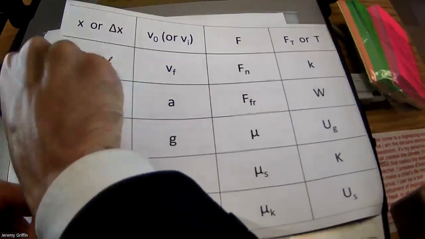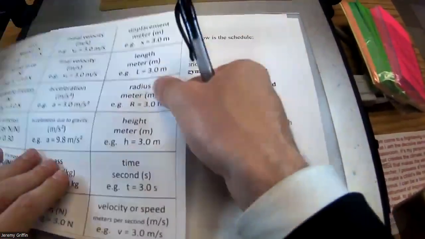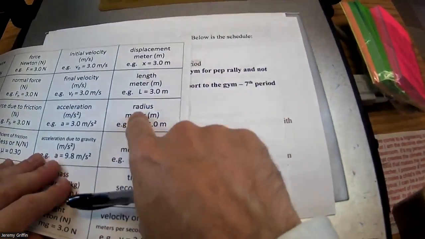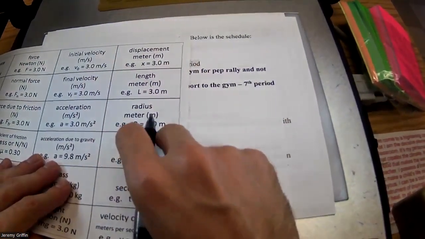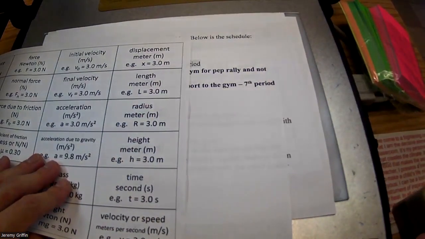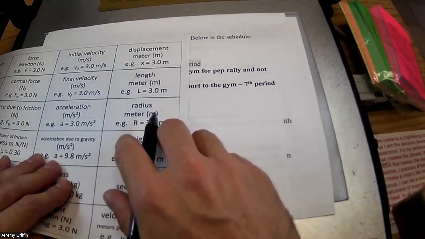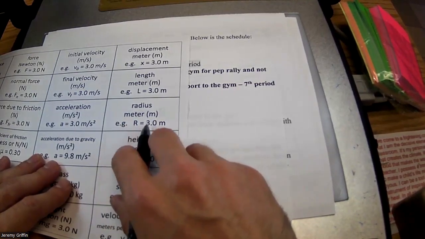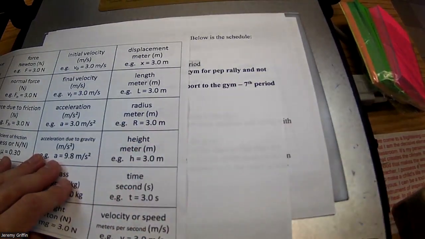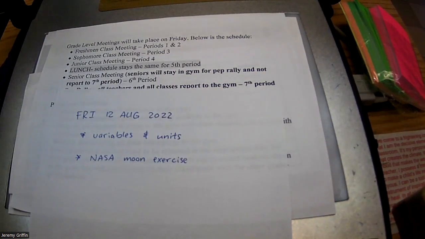Now, what's on the direct backside of that section of the paper? It says radius is measured in meters. You could do feet or inches, but we're going to tend to use the metric system. Yesterday, you guys did centimeters. That worked. So, for example, radius equals 3.0 meters could be a radius. There's a bunch of other ones on here too.